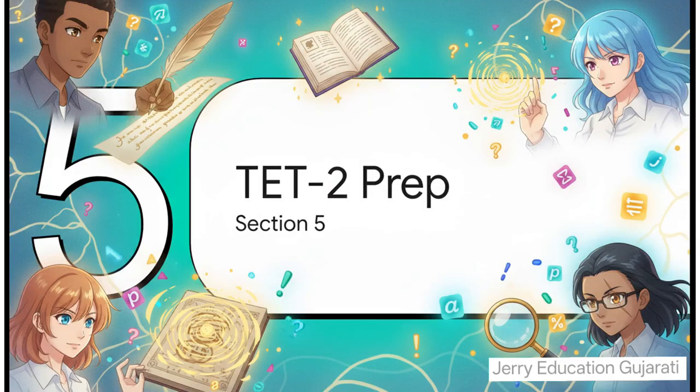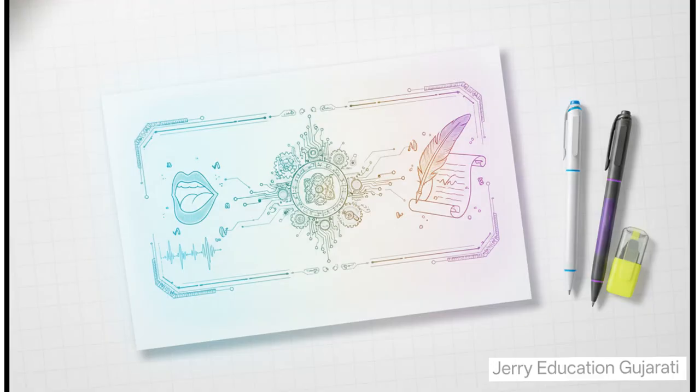Okay, let's switch gears. I know you've all been waiting for this part. Welcome to Section 5, TET 2 exam preparation. Consider this 5-mark summary your ultimate cheat sheet for the descriptive section of your exam. If you're asked to summarize the role of grammar, here is your answer.